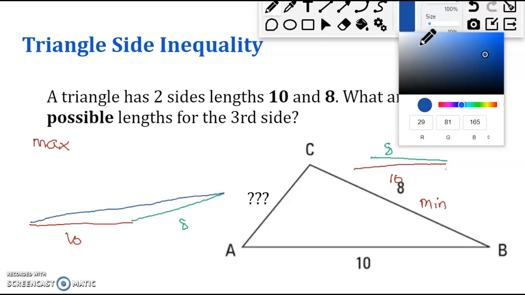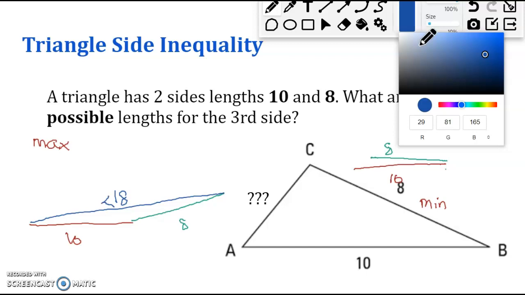Okay, so you can kind of tell if this is 10 and this is 8, what is this length going to be? It's going to be at most 10 plus 8, which is 18. But if it's 18, that's no good because that's just going to be a flat two lines. So that's not going to be a triangle. So the length has to be less than 18.